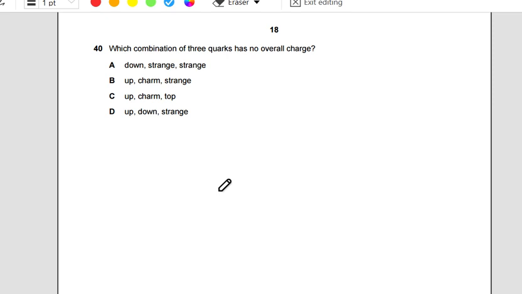So for down, it is minus 1 over 3, strange minus 1 over 3, minus 1 over 3, certainly not A. If we go for B, it will also not be no overall charge, because here is positive 2 over 3, plus positive 2 over 3, which is 4 over 3, minus 1 over 3, so it is positive 1. Here is 1 and plus 1 over 3, so it will be D.